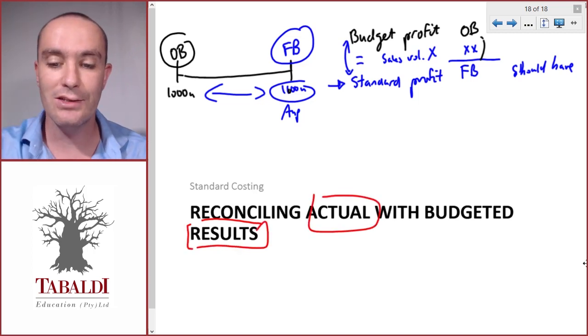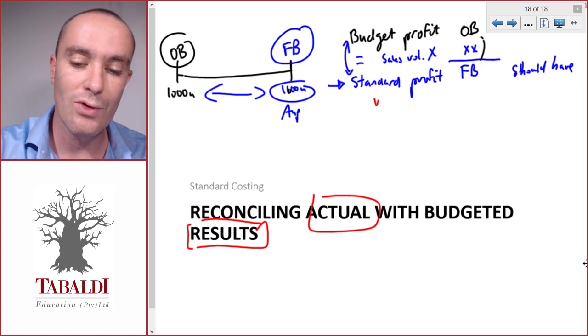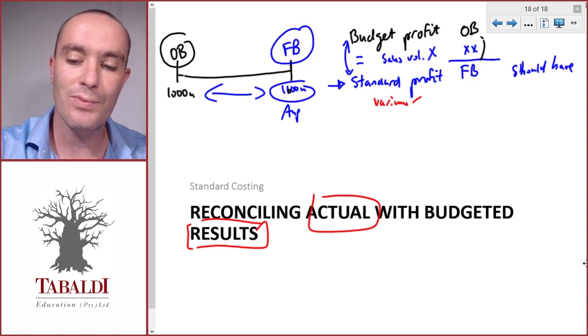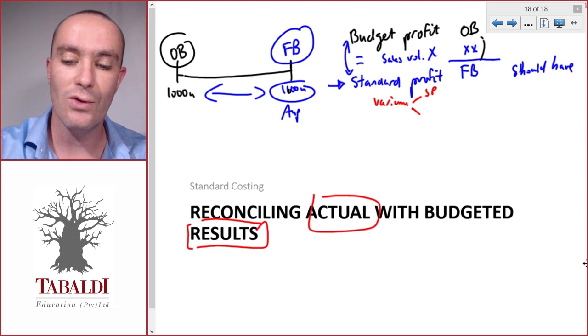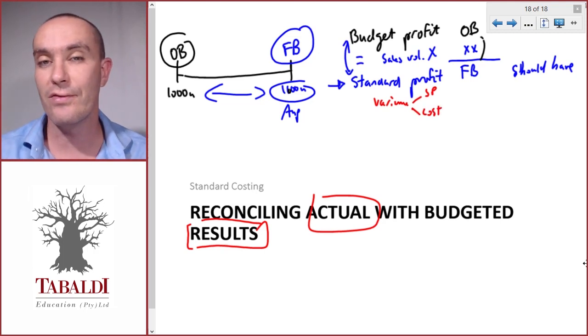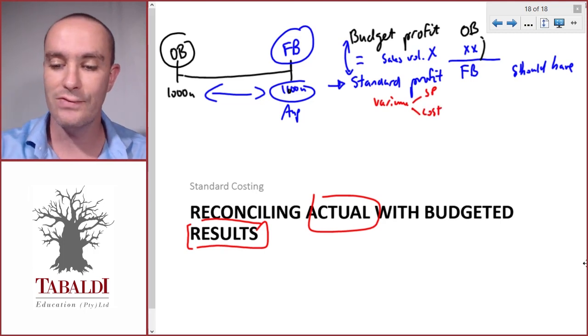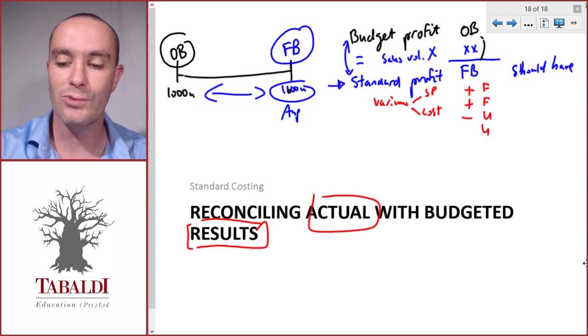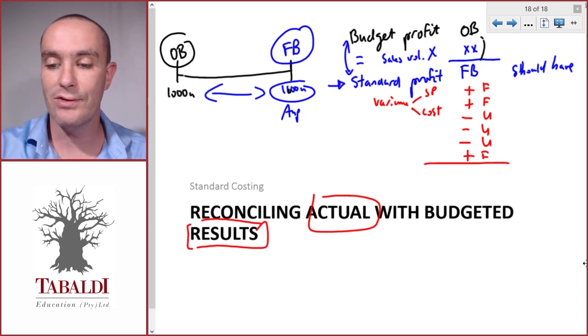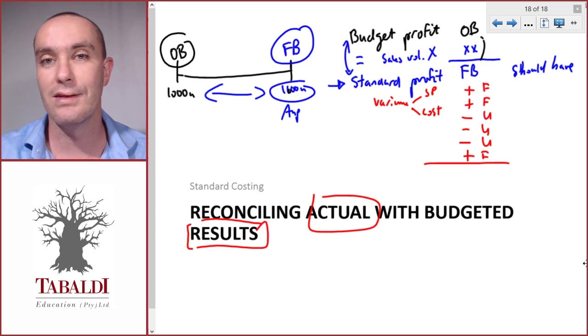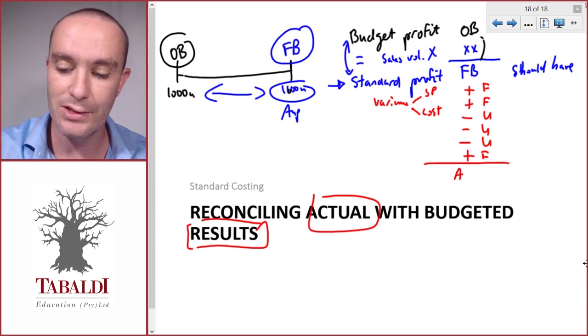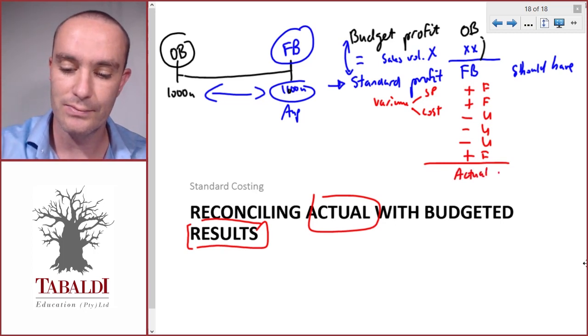So how do we get to the actual results? We will simply take all our variances that we calculated. So that would be the sales price variance and then all the cost variances. So that's our manufacturing cost variances and other cost variances. All the positive variances, the favorable variances, we will add, and then all the unfavorable variances we will deduct. And once you've done that, if you add all the favorable variances to your flexible budget profit and deduct all the unfavorable variances, we'll get to the actual results or the actual profit.